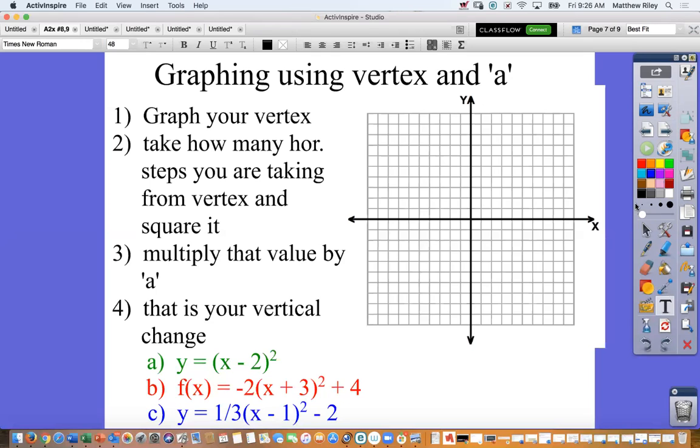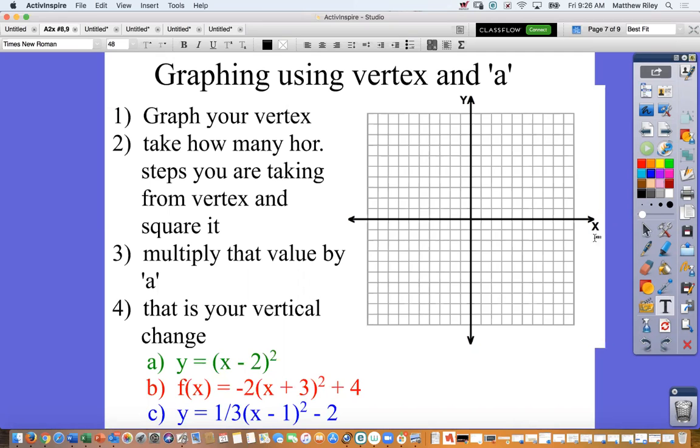So we're going to start by graphing our vertex. Then we're going to consider how many horizontal steps we are taking from the vertex and square it. So horizontal is left to right. Once we have that value, we multiply it by whatever A is, and that's going to be our vertical change. So again, we should see this all as information.